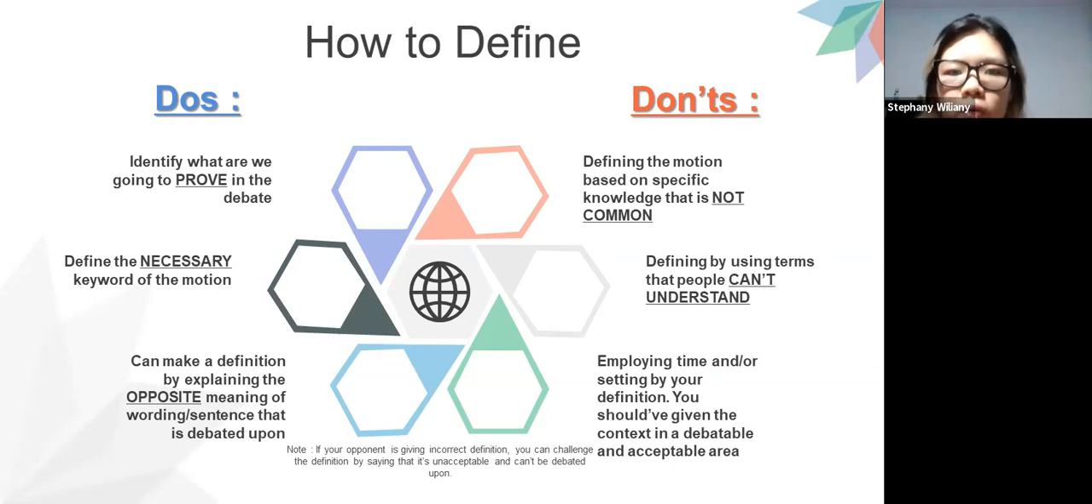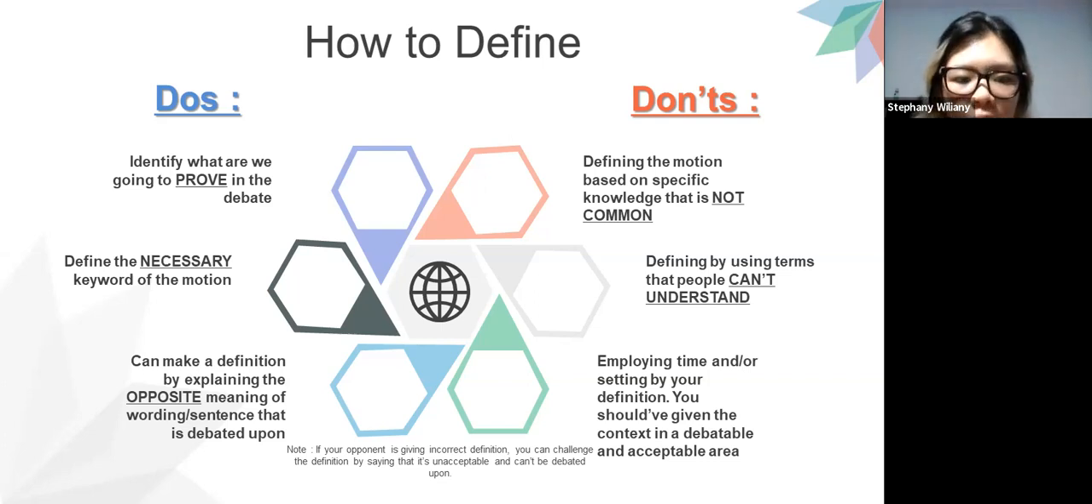There are several do's and don'ts on how to define your debate. Firstly, we have to identify what we are going to prove in this debate. Secondly, we have to define the necessary keywords in the motions. What I mean by necessary keywords is, in most cases, there are some words that have ambiguous meanings, for example, heavily oppressed communities. What do we mean by heavily oppressed communities? You have to define those keywords in the motions, right? So you have to define it in a way which gives a literal meaning to it.